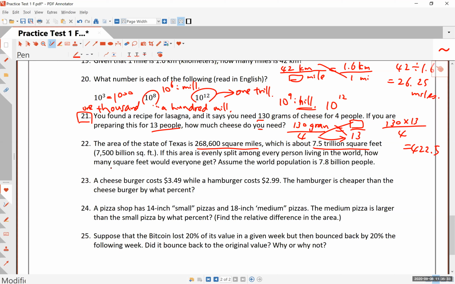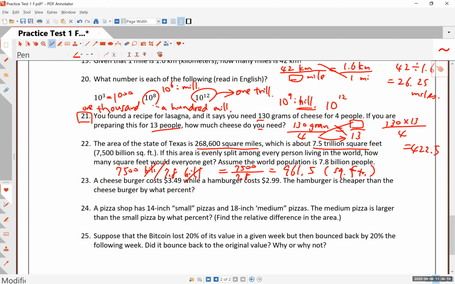You have 7.5 trillion. Let's go ahead and write this as 7,500 billion square feet. And then you divide by 7.5 billion. Notice here, billion and billion cancel, right? That's really nice because you don't have to find a bunch of zeros, okay? If both the top and bottom are in the billions, you can just cancel them. And so the answer is really simple. It's 7,500 divided by 7.8, okay, because they're both followed by billions, and that's 961.5 square feet.